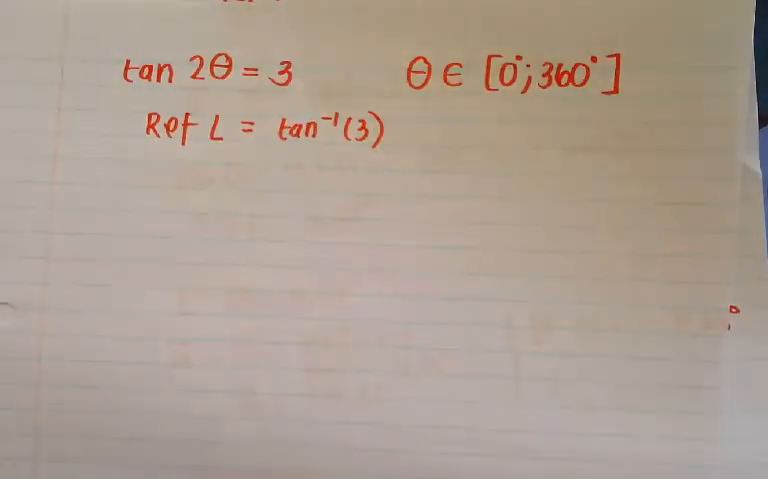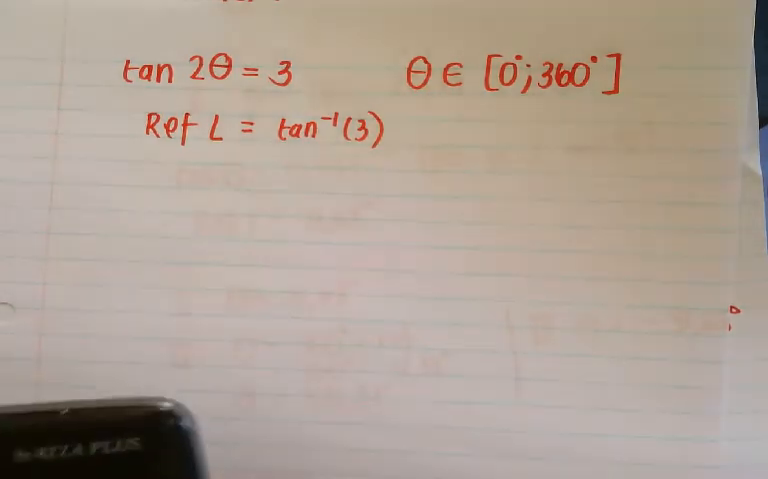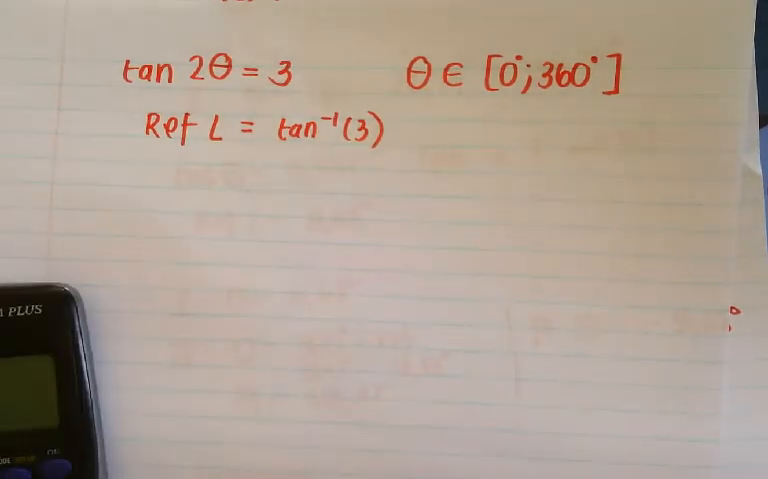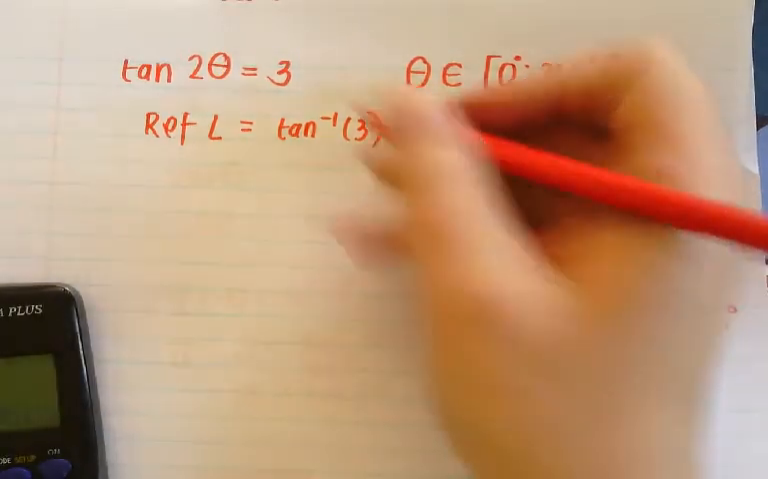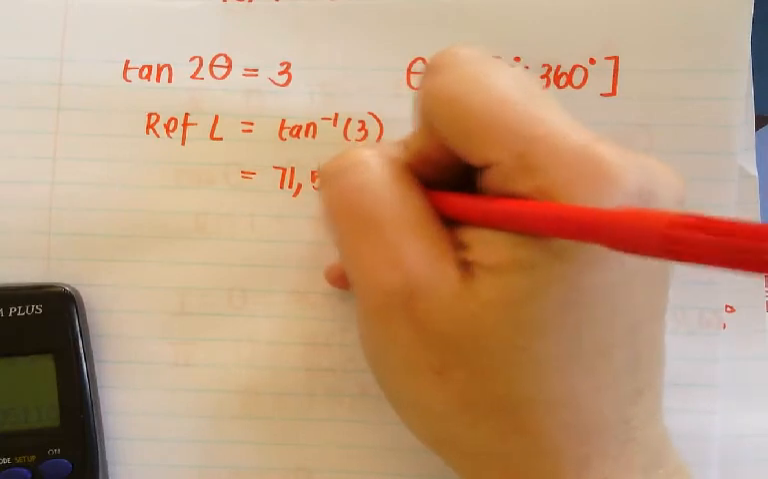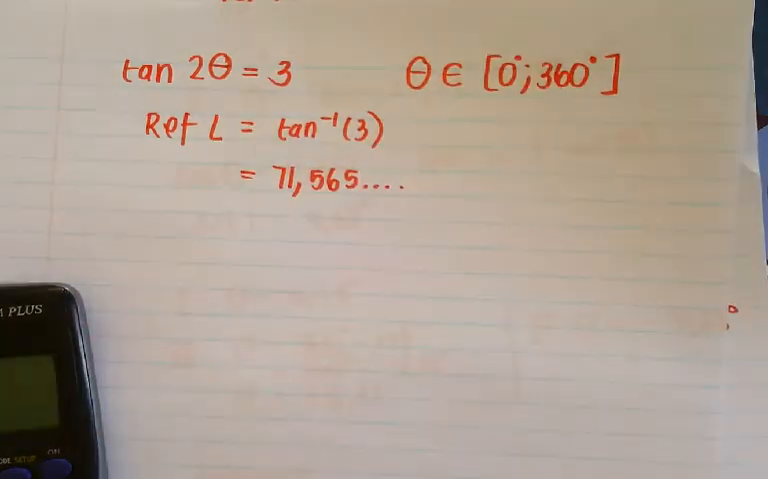So that's going to be shift tan 3, giving me 71,656, and so on. But wasn't that 2 theta? Okay, now keep that in mind. My reference angle stops when I take the function over.